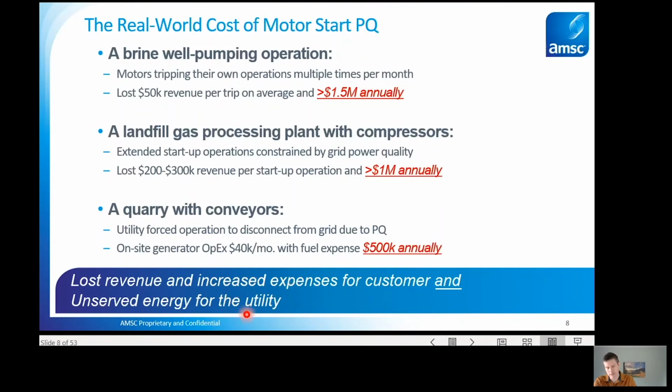And in all of these cases, and very common, the utility is losing energy served. Anytime these trips happen, anytime there's a curtailment, you can bet as the utility that you could be providing more electricity if these problems were not occurring.